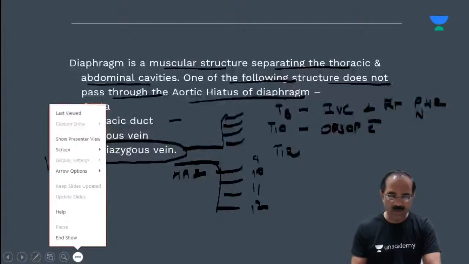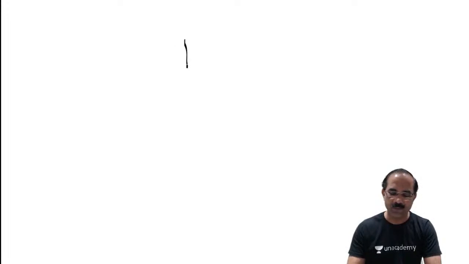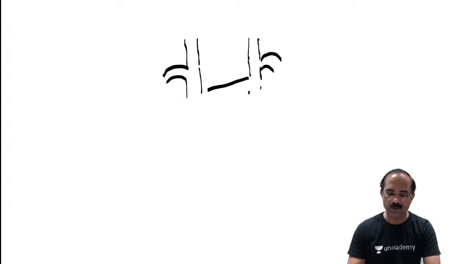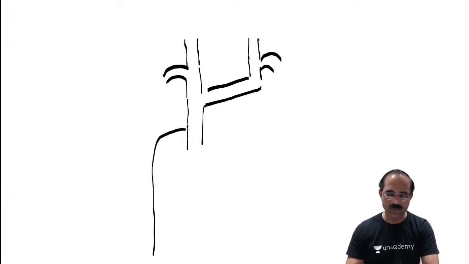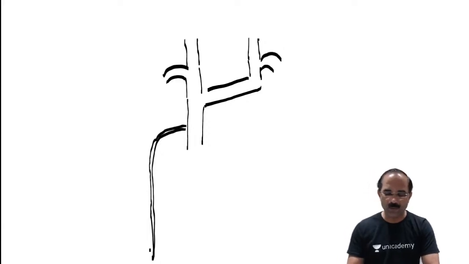You must know this, no? Or should I draw this? Quickly, I'll draw this for you. This is the internal jugular, that's a subclavian, that's the right brachiocephalic. Internal jugular, subclavian, that's the left brachiocephalic. The left joins with the right and forms what? SVC. And this is the azygous vein.